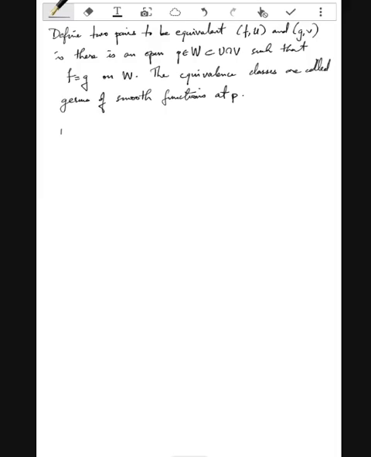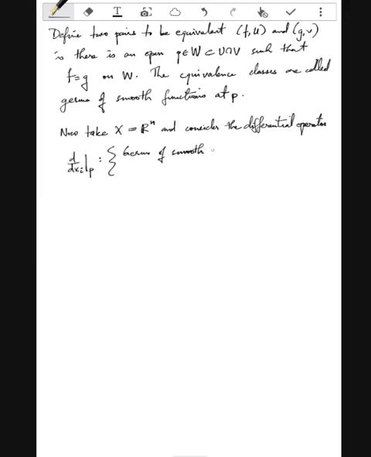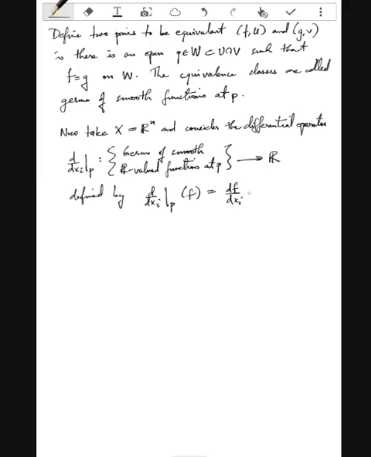Okay, so now take X equal to R^n and consider the differential operator d by dx_i at P. So this operator takes germs of smooth R-valued functions at P to a real number, defined by d by dx_i at P of f is equal to df by dx_i evaluated at P.